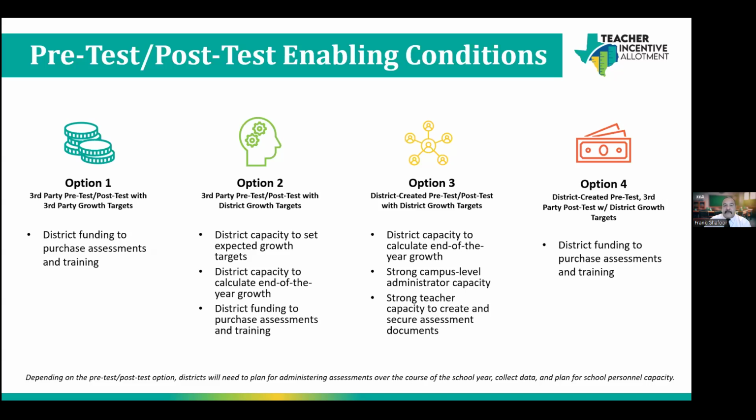All right, let's go over some of our enabling conditions. We talked a little bit about this in the last presentation, and I said that there would be a further breakdown of what that could look like when we get to each student growth measure. So our enabling conditions are the factors that need to be in place for the effective and efficient implementation of student growth measures for TIA.